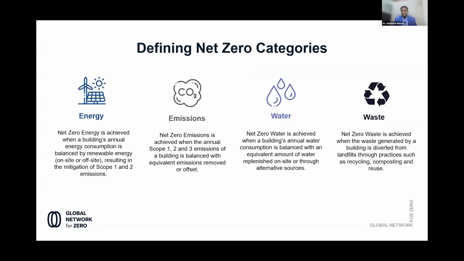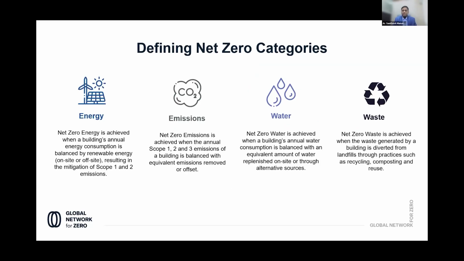So we don't see net zero in a single metric. We see net zero as net zero energy, emissions, water, and waste. Energy focuses on balancing annual energy use with renewables, of course after the reduction has been done, so the reduce, reuse, recycle, then we can look at net zero energy. Net zero water looks at consumption and replenishment as well. Net zero waste addresses landfill diversion ultimately.